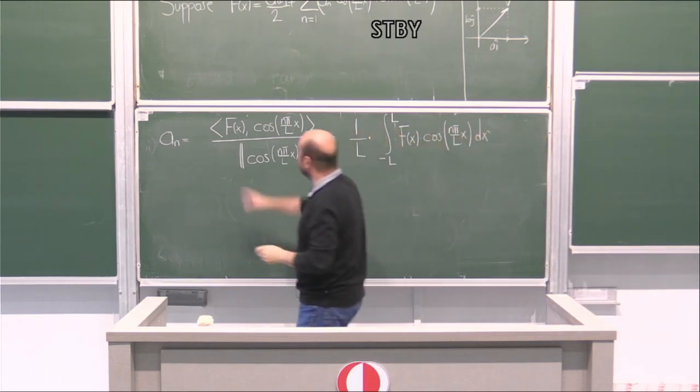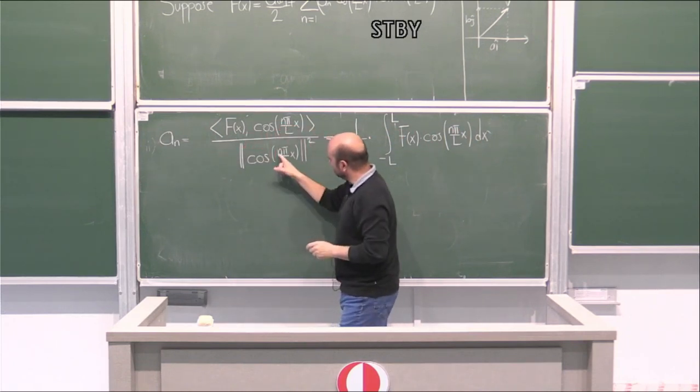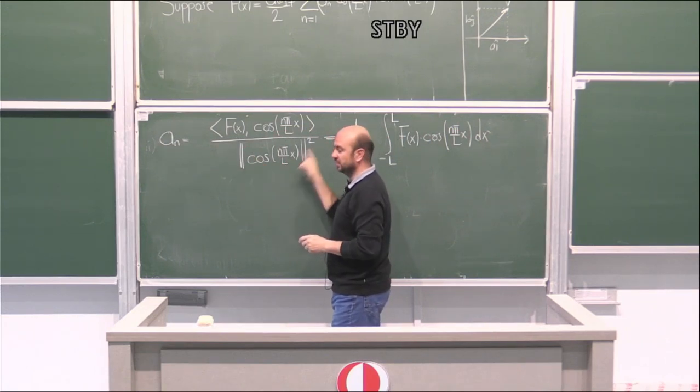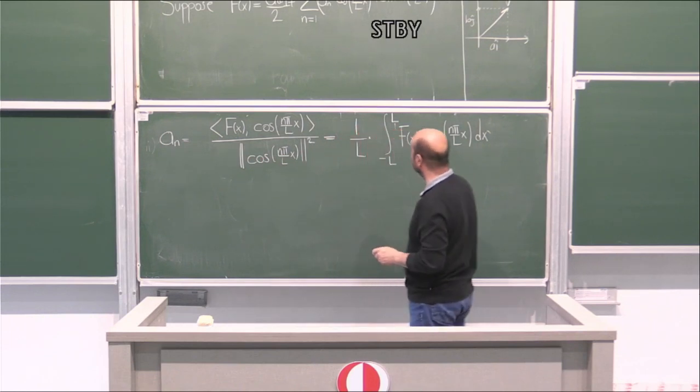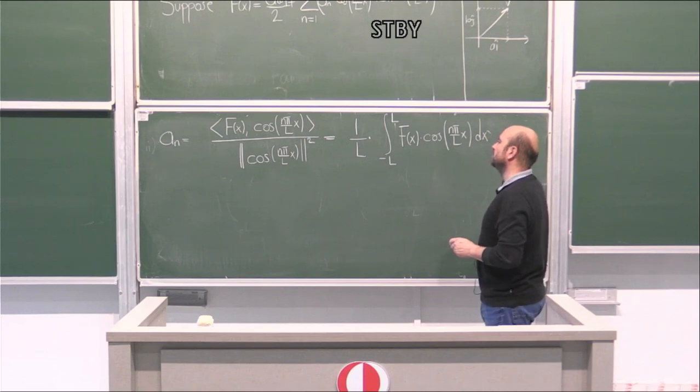Okay, but only one thing. For when n is 0, this number changes. Because when n is 0, you get a different norm square according to this. I will come to that one. Okay. So this is what we have.